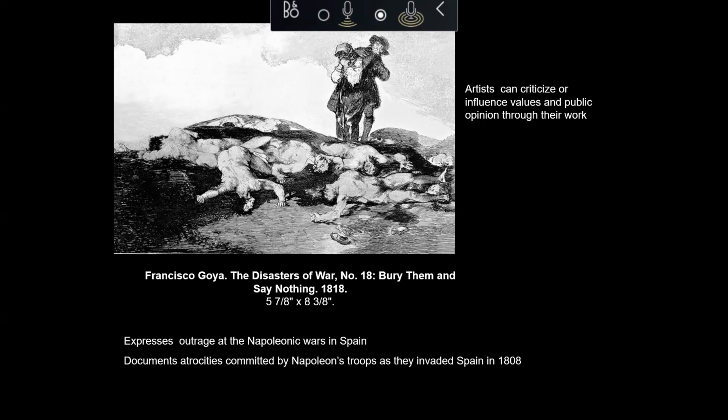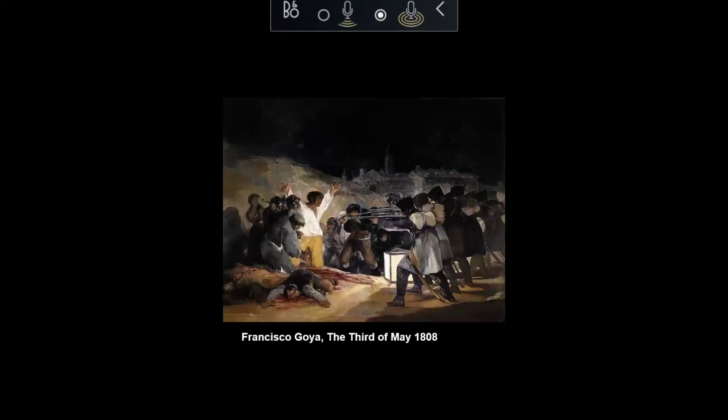And of course, after everything starts to settle, the dust starts to settle, people don't want to talk about the horrors of it. And Francisco Goya said, I don't think so. He's trying to get everyone to be aware, right? So artists can criticize, they can influence values and public opinion through their work. And so these are getting mass produced. This is a print that was being circulated. So people really understood that this is not fun and games. You're hearing from afar, but this needs to stop.